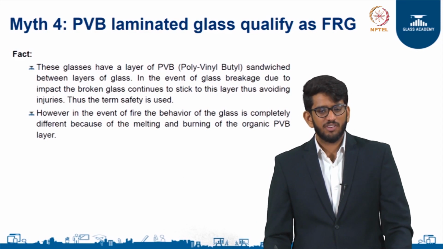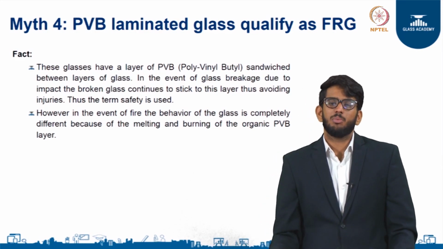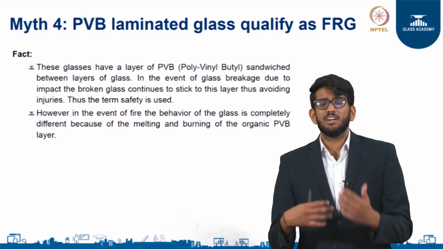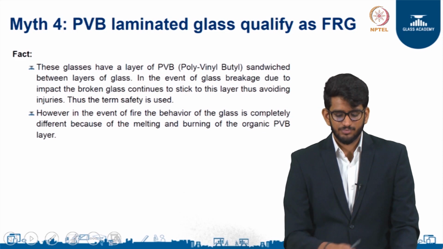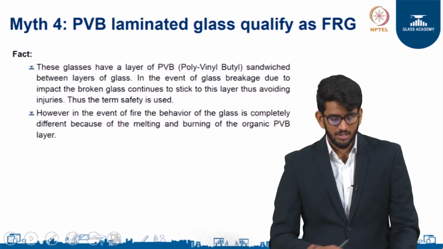But in the event of a fire, this can be a complete disadvantage, because polyvinyl butyral is an organic layer and it will start burning. It is a combustible material. I have a very nice animation to take you through this. Let me show you that.